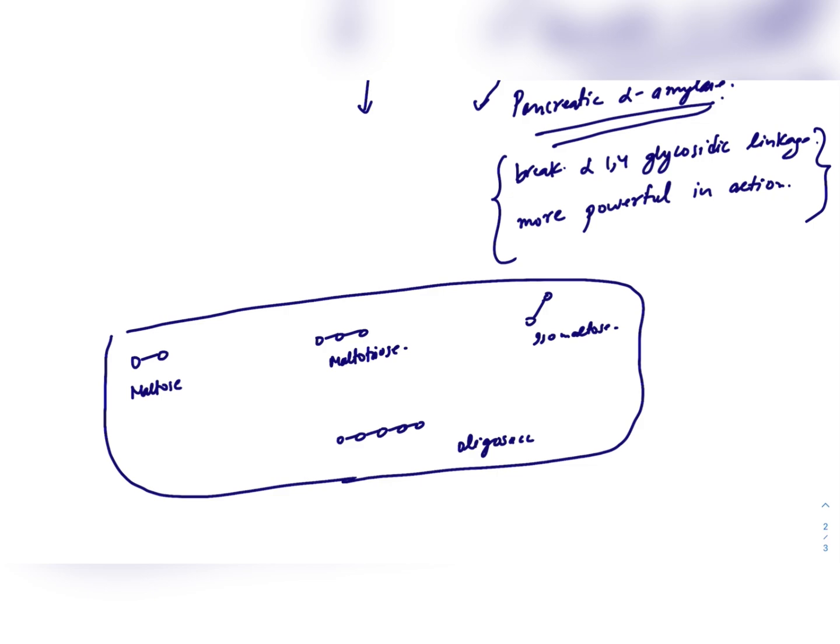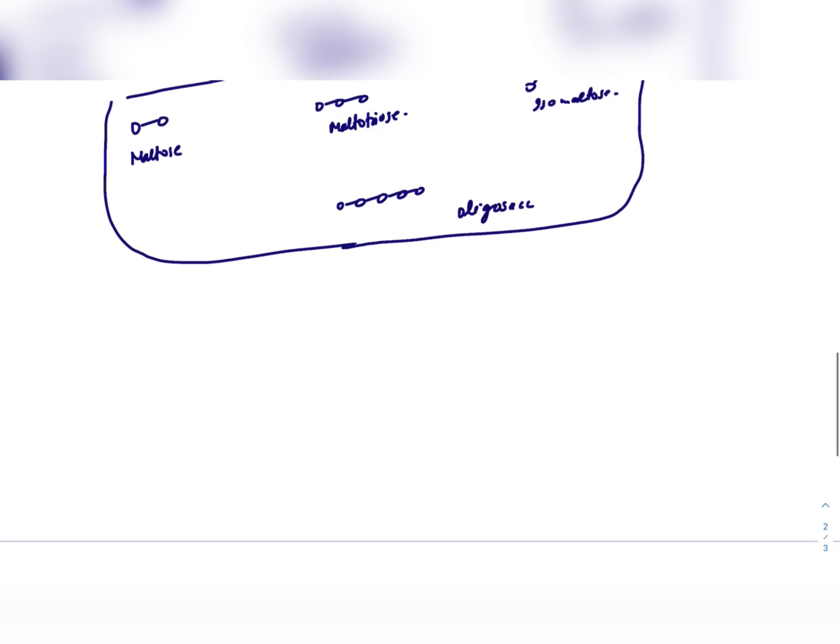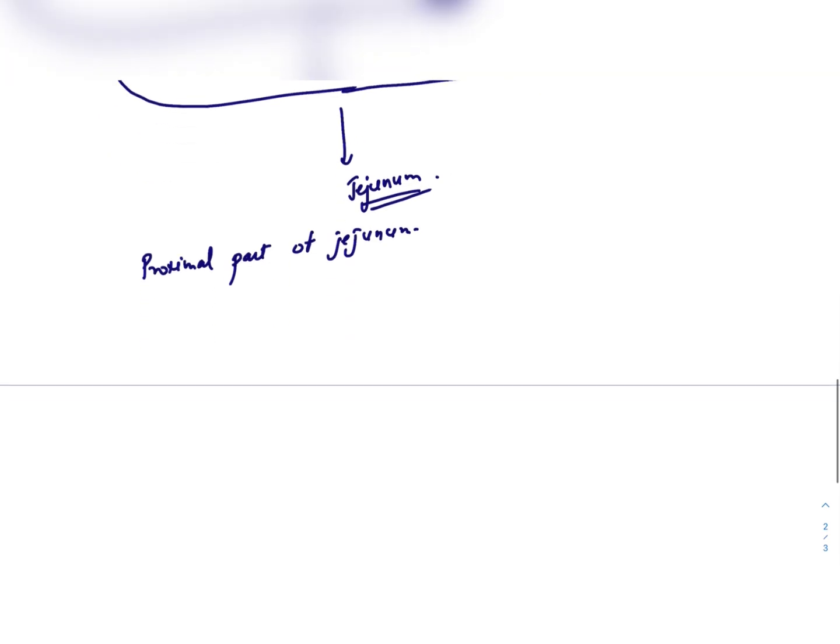Now these broken down products will go from the duodenum to the jejunum, reaching the proximal part of the jejunum, where certain special enzymes are present which are known as disaccharidases. They have a very specific location.